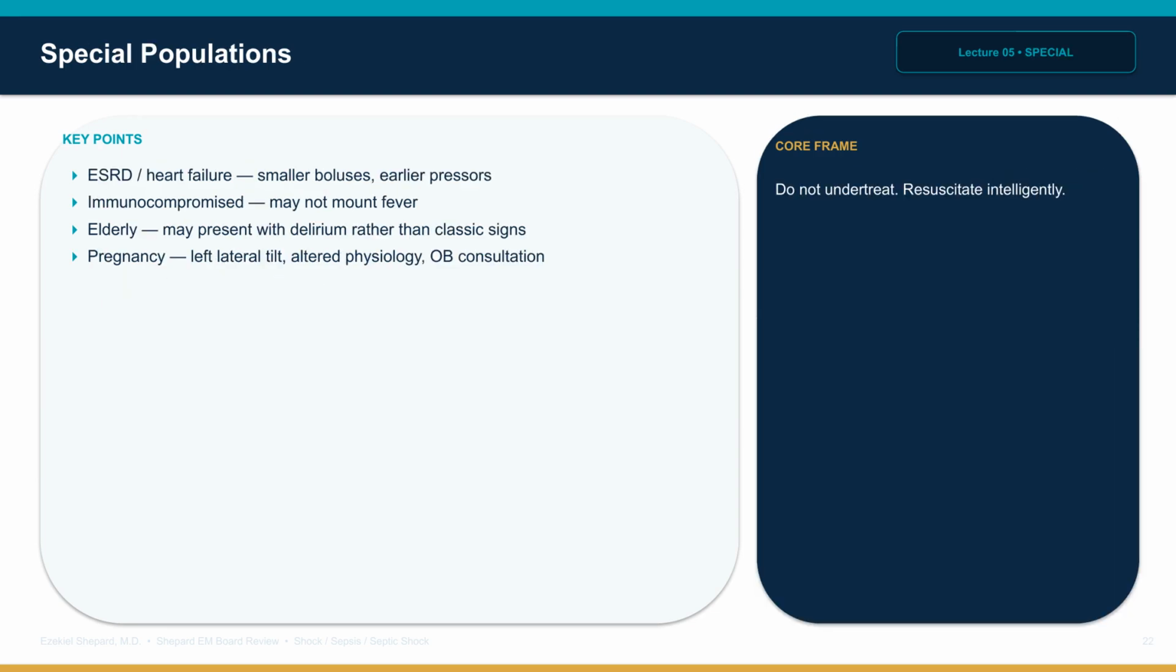Special populations change the threshold for reassessment. End-stage renal disease and heart failure patients may need smaller boluses and earlier pressors. Immunocompromised patients may not mount fever. Elderly patients may present with delirium rather than classic signs. Pregnancy changes positioning, physiology, and consultation. The principle is not to undertreat shock, but to resuscitate intelligently.